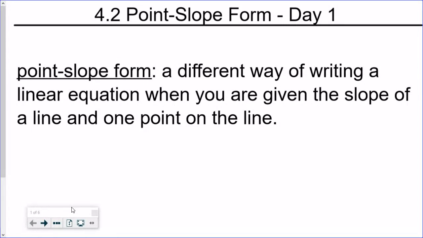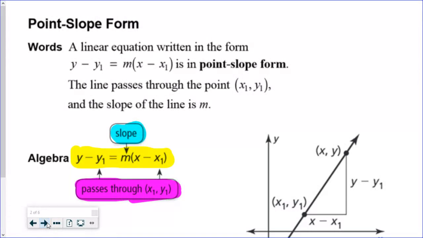It's a different way of writing a linear equation, or an equation of a line, when you are given the slope of a line and one point. So it's called point-slope form. You're given an ordered pair and the slope. That's why it's called point-slope form. Okay, so right here, right now, write this down.